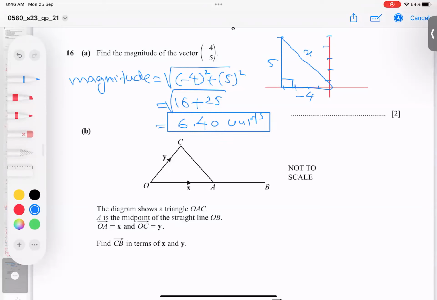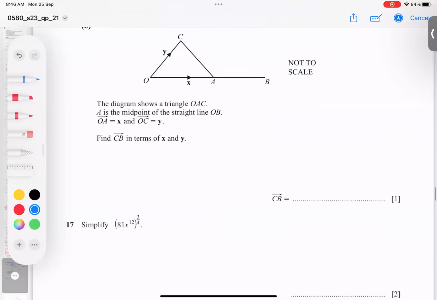So I believe you got the point. Whenever he asks you for magnitude, there are three names used: sometimes the word modulus, sometimes the word magnitude, or sometimes the length of the vector. So this is a vector in this way. So what is the method? I will use the Pythagoras theorem.